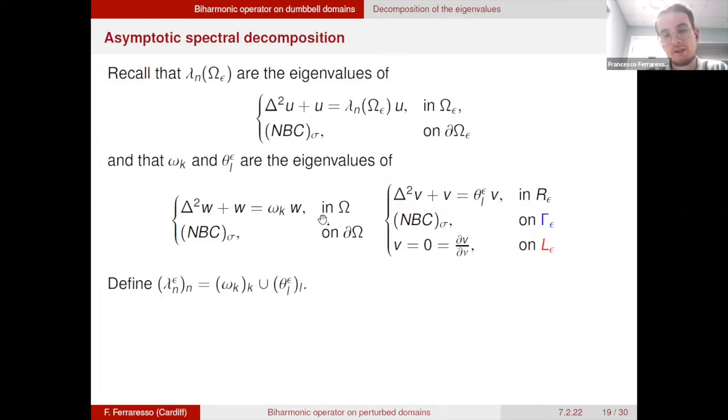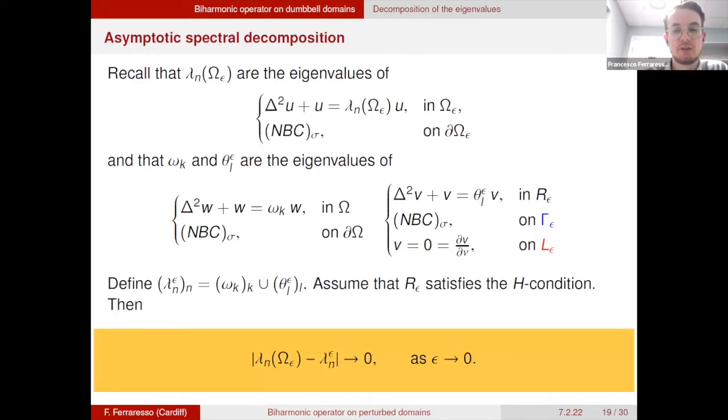And okay, so if you define lambda n epsilon to be the union of the eigenvalues of these two guys, and you write them in increasing order according to multiplicity, and you moreover assume that you have this H condition, then you can prove that asymptotically the eigenvalues of your original operator are close to these eigenvalues here.